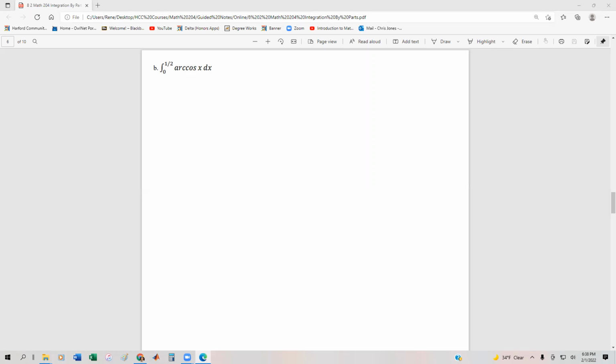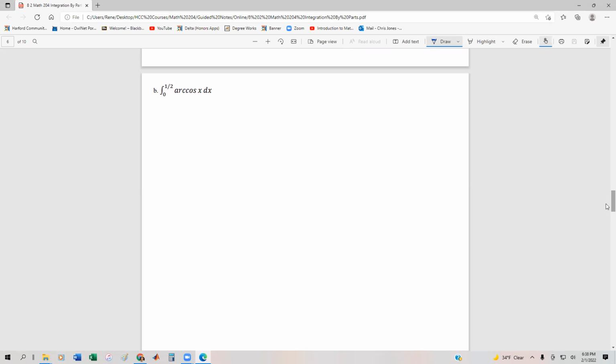Another example of integration by parts where defining u and dv is a little bit sneaky. This time we have a definite integral, 0 to 1/2 arc cos x dx. Let's start by letting u be equal to the function arc cos of x. Seems like a pretty easy way to start it. And then let's let dv be equal to dx.